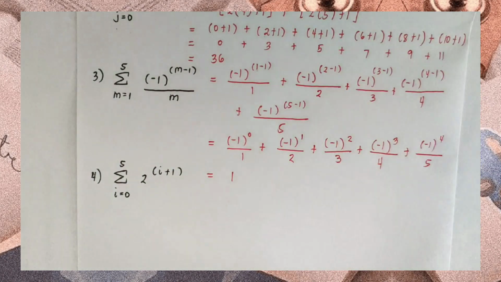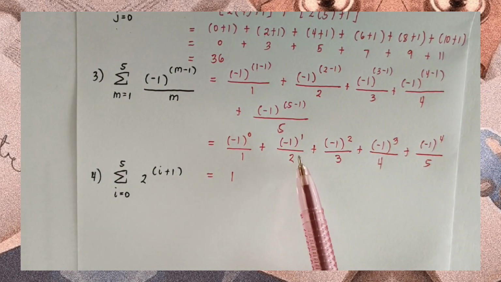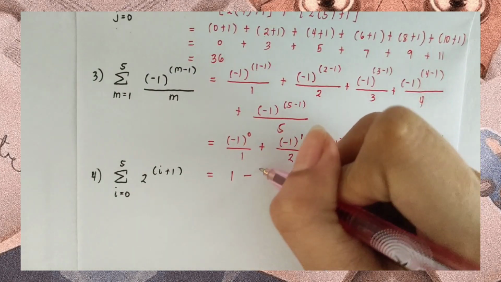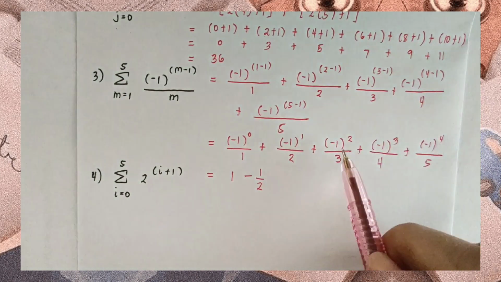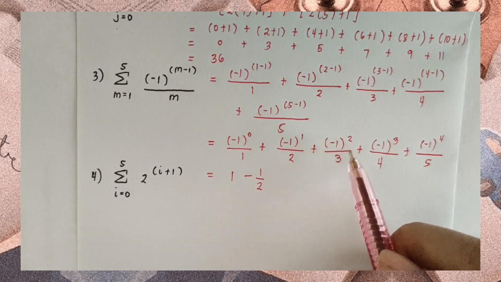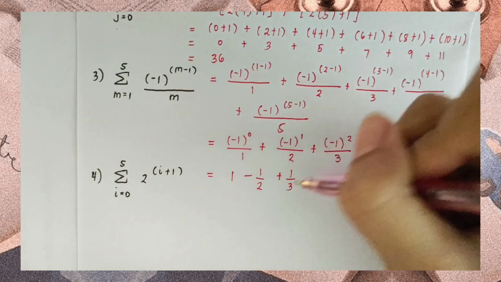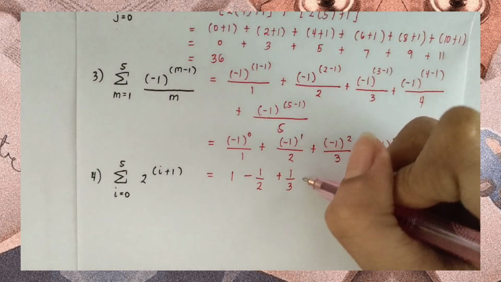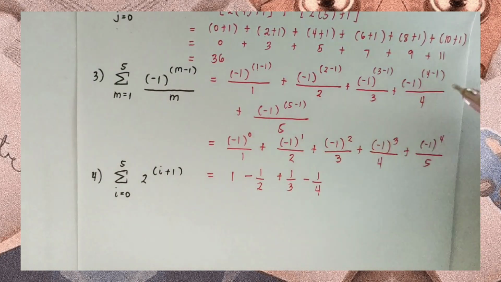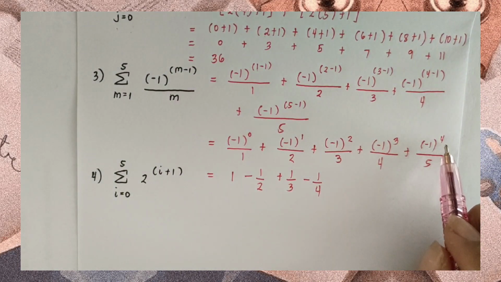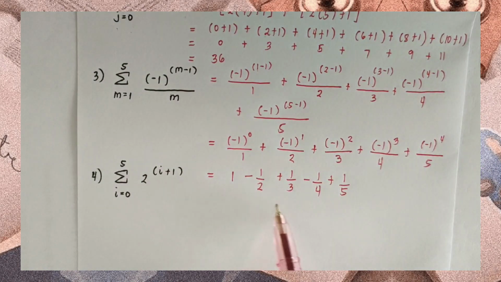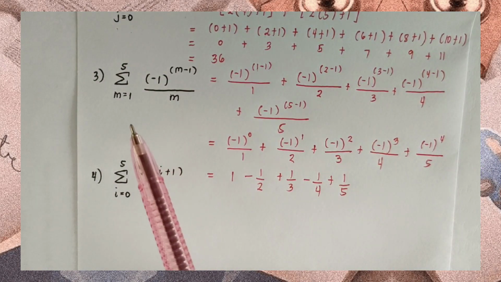Plus. Okay, let us analyze first. Again, if your base is negative and the exponent is odd, meaning to say the sign will be negative. So we have here negative 1/2. Next, the exponent is even. So this will be positive 1/3. Next, the exponent is odd. So the sign will be negative 1/4. And last, even exponent, so plus 1/5. This is the expanded form of the given notation.